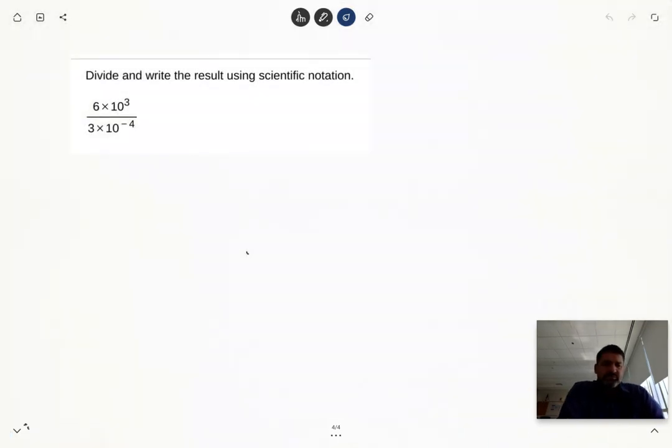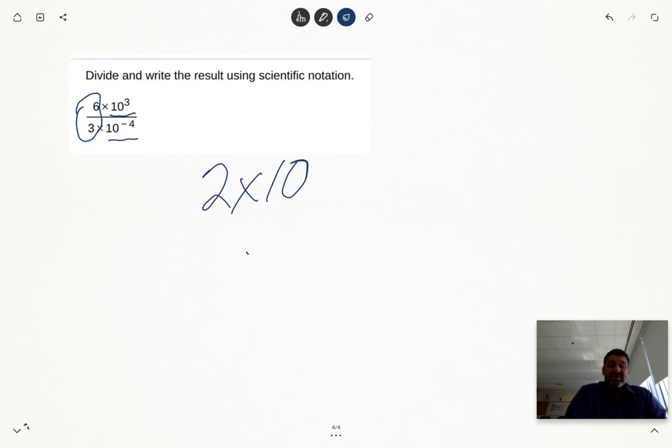One more, with division, and then you guys can get going. That's 6 divided by 3 is equal to 2 times 10 to the, remember, we're doing 10 to the 3rd divided by 10 to the negative 4. So 10 to the 3rd minus negative 4, that's like minus a negative, which would be like adding. So that'd be 2 times 10 to the 7th power.